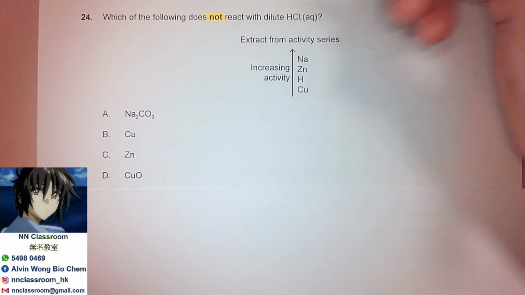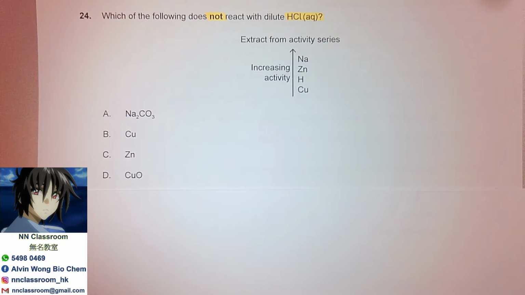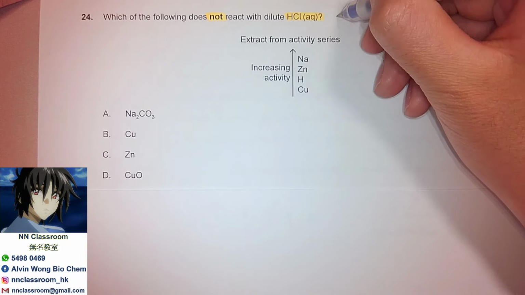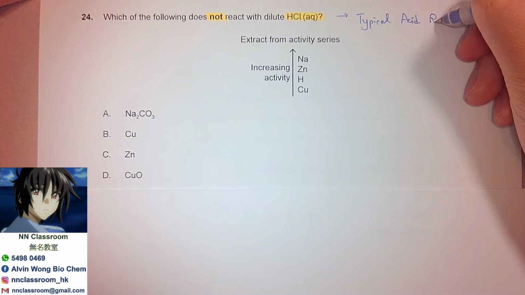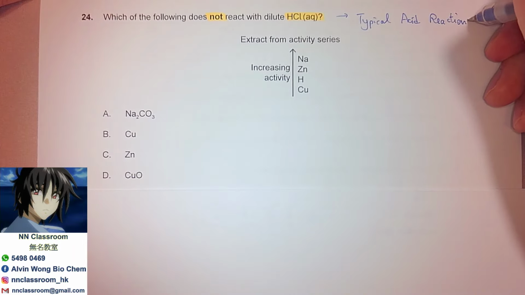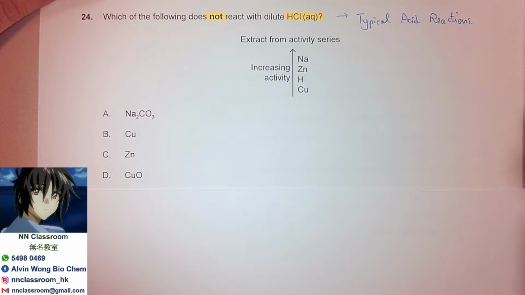So now we are going to choose one that cannot react with our HCl. In this case, simply asking a really important concept, we call it typical acid reactions. In your syllabus, in topic 8, students are required to know several typical acid reactions, of which I will now summarize majorly 3.